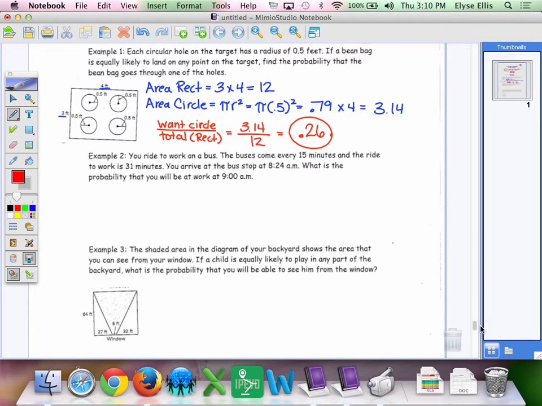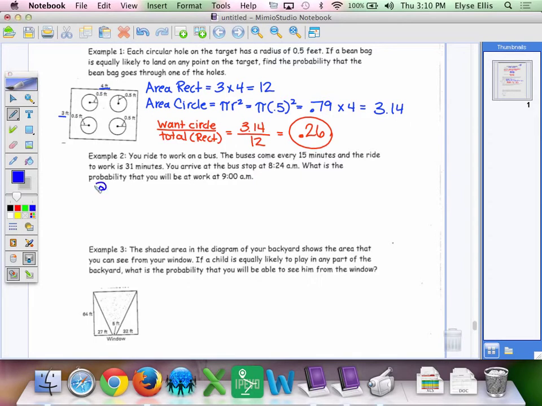Let's try example 2. Example 2, you ride to work on the bus. The bus comes every 15 minutes, and the ride to work is 31 minutes long. You arrive at the bus stop at 8:24 a.m. What is the probability that you will be at work by 9 o'clock? Okay. So we don't want to be late. So I'm going to work a little backwards here.